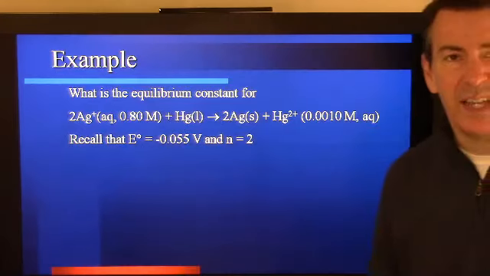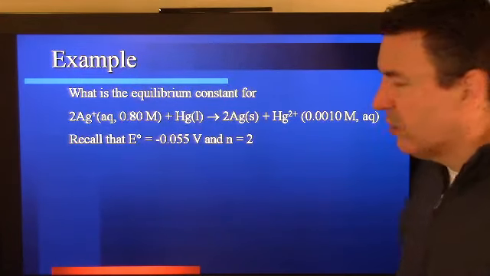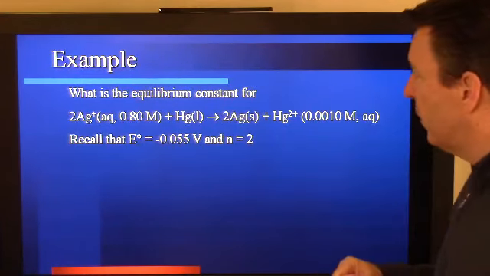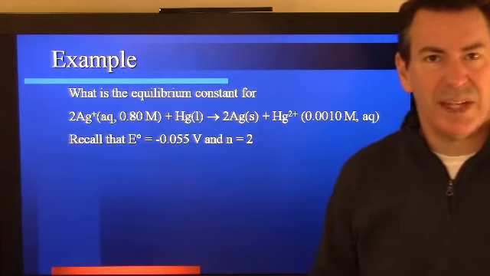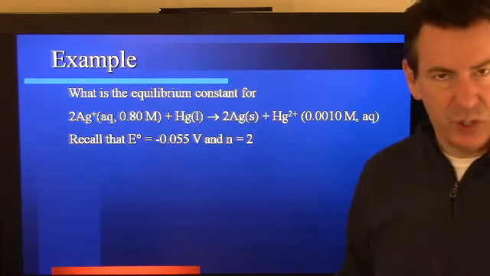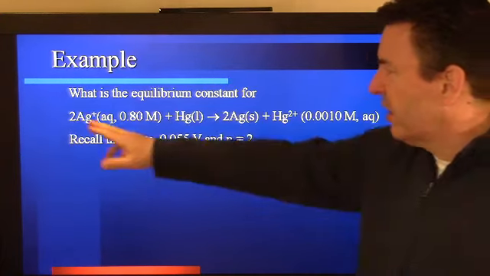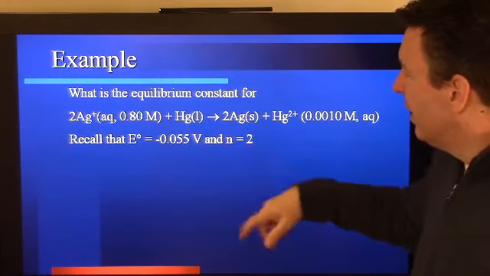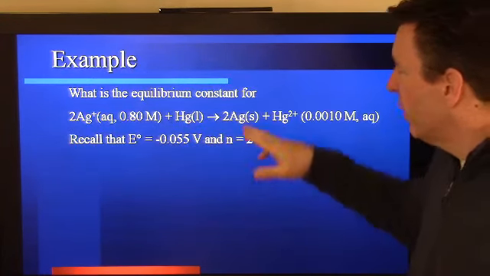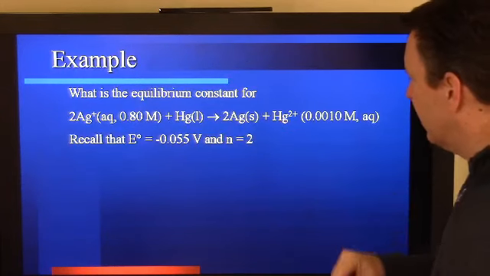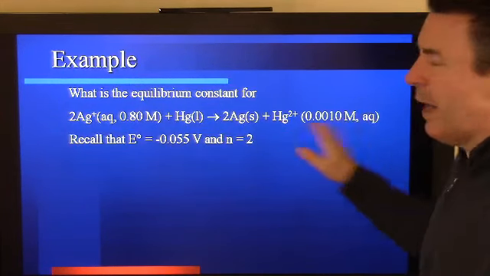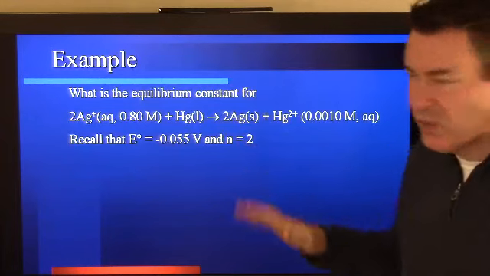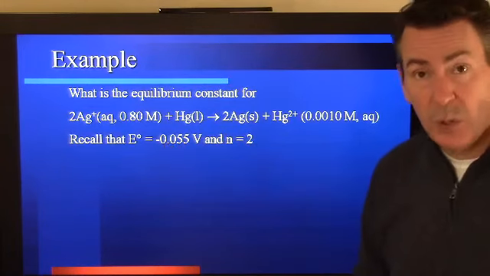All right, so let's just take a look at a real quick example here. I'm not even going to go onto the whiteboard with this one. So this is that same system that I looked at in the Nernst equation example. We've got a couple of silver ions reacting with mercury to form elemental silver and this mercury plus 2. And I'm not going to worry about the concentrations here for this one. We just need the standard cell potential for this.